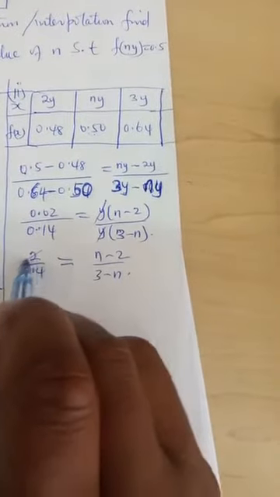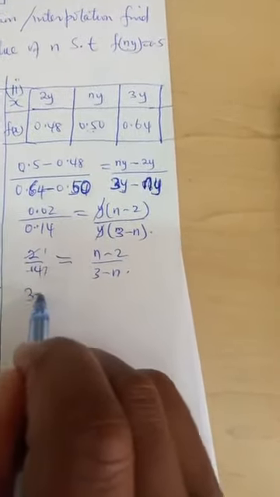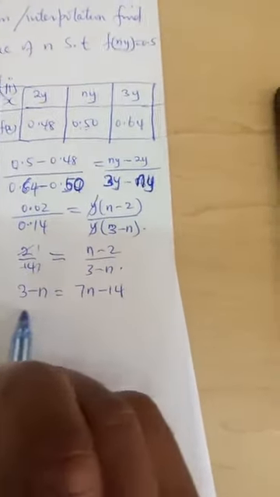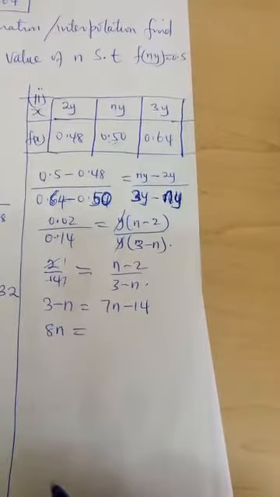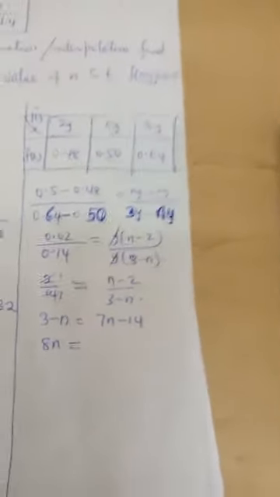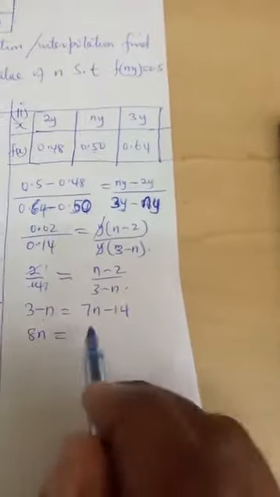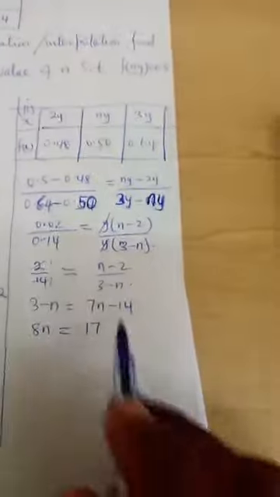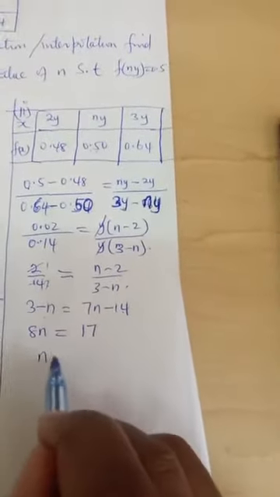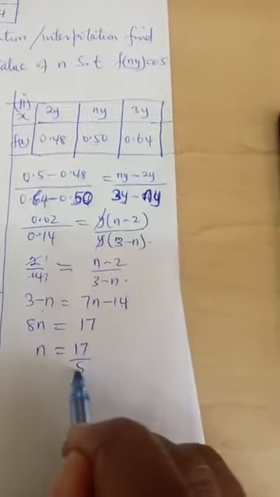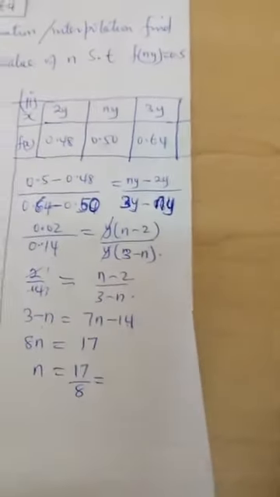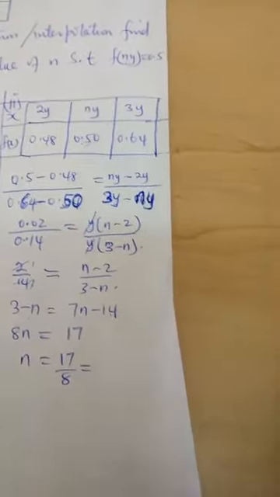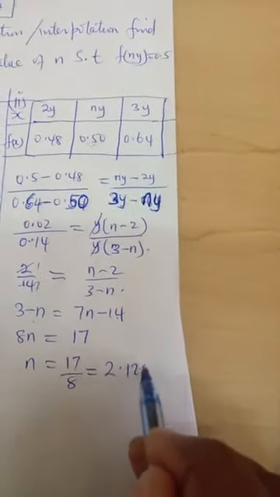And therefore, this is 1, this is 7. I can say 3 minus n will be equal to 7n minus 14. My 8n will be equivalent to 17, that is 14 plus 3. And therefore, my n will be 17 out of 8, which, if we divide 17 by 8, will give me 2.125.